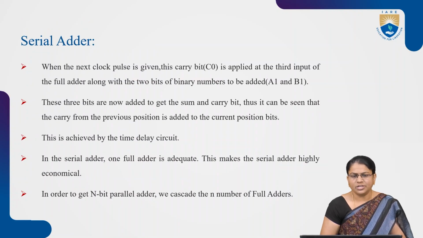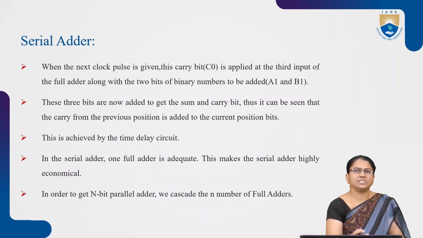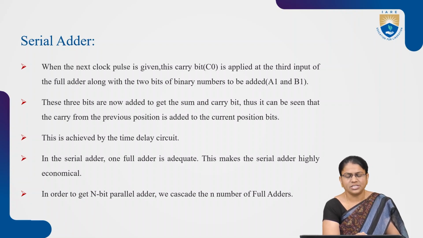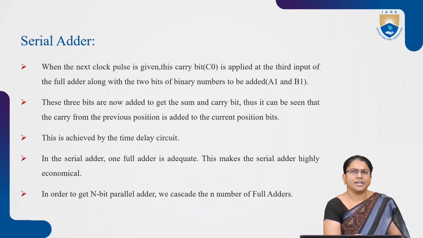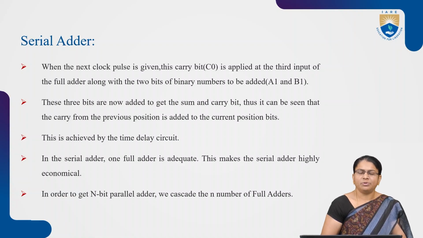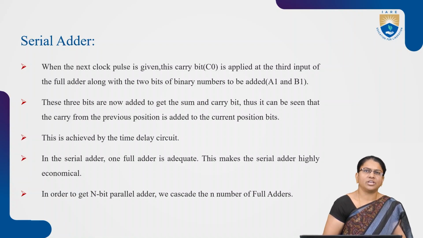So coming to this one, when the next clock pulse is given, then this carry bit, C0, can be applied as the third input to the first full adder, and the remaining 2 bits of the binary number can be added in order to generate A1 and then B1. Why? Because A0, B0 have been generated.